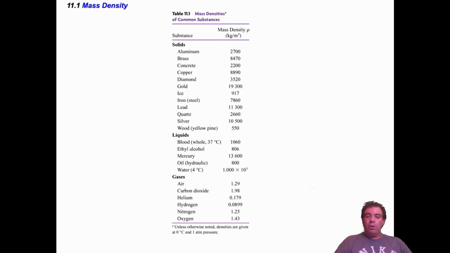So here are some representative densities. On top we have the solids with the highest density, then we have liquids, and finally we have gases with the lowest amount of density.